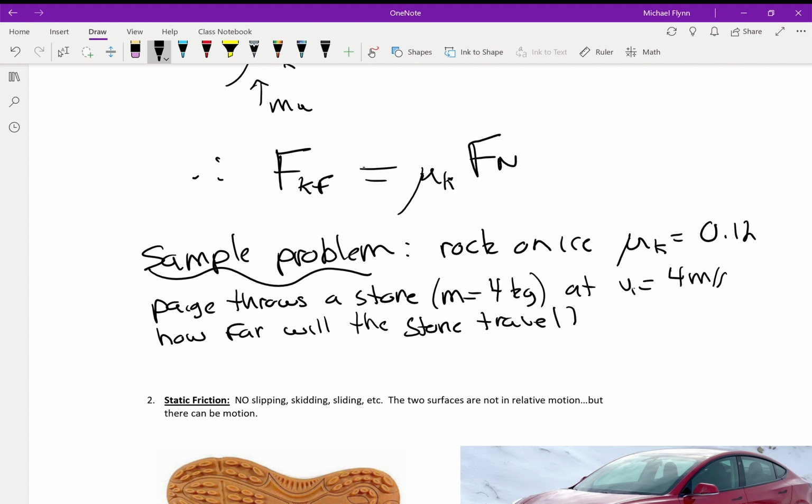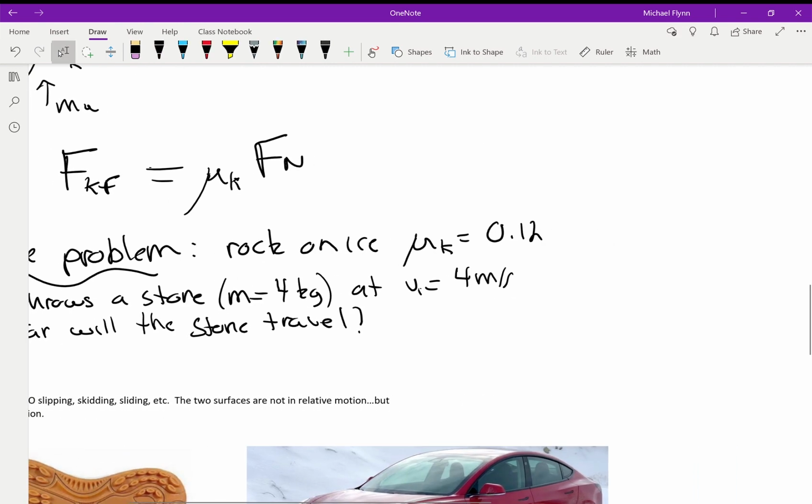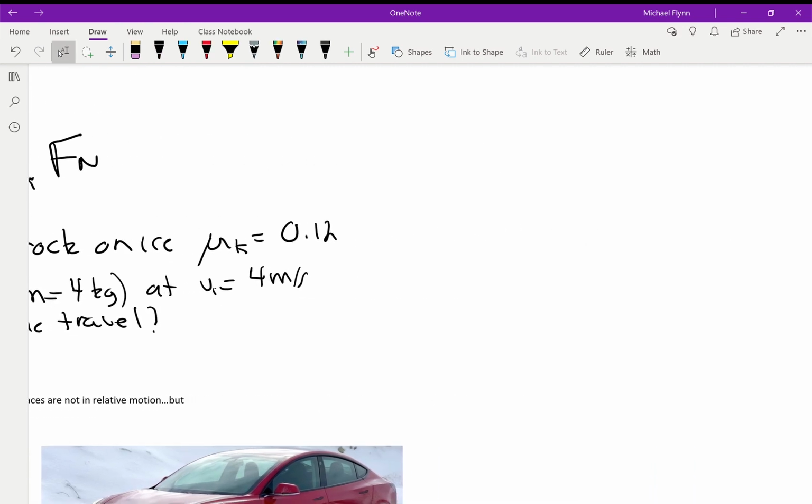Okay. Before stopping, so there's your question. Let's just do it over here. Let me show you how this works. Let's say you draw a free body diagram of the stone.